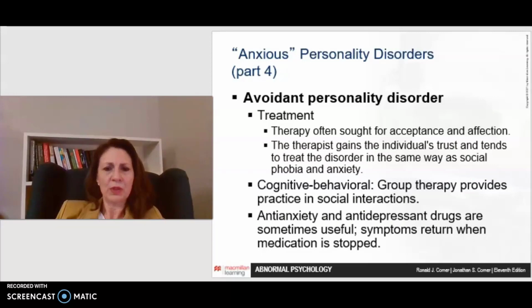Treatment is often sought for acceptance and affection. A therapist gains the individual's trust and tends to treat the disorder in the same way as social phobia and anxiety. Cognitive behavioral therapists use group therapy for practice in social interactions. Anti-anxiety and antidepressant drugs are sometimes helpful.